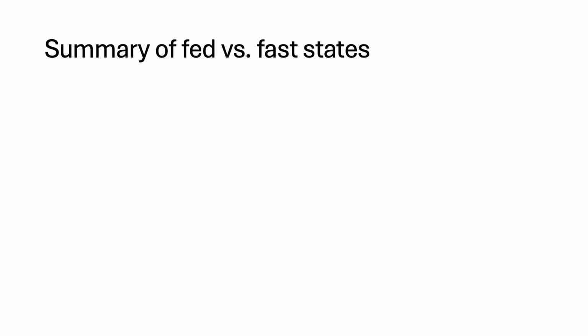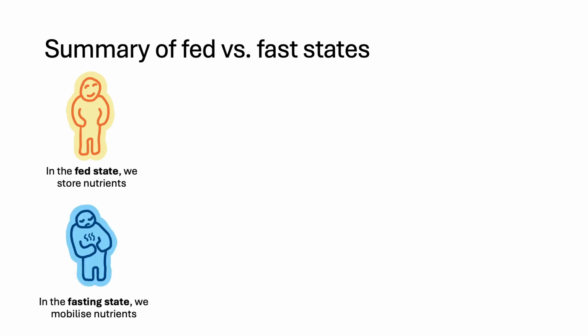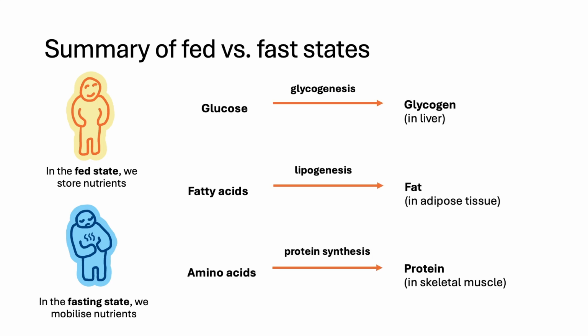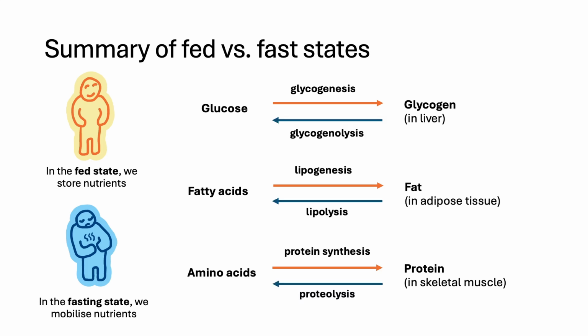So this is the fed and fasting state. In the fed state, we want to store nutrients, whereas in the fasting state, we want to mobilize nutrients. And so I've drawn orange arrows to represent the fed state, where we have glycogenesis, lipogenesis, and protein synthesis. And in the opposite direction, during the fasting state, what we do is we release the stored forms and we mobilize those nutrients for use. So in the blue arrows, we have glycogenolysis, lipolysis, and proteolysis.